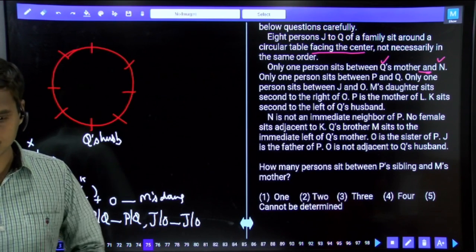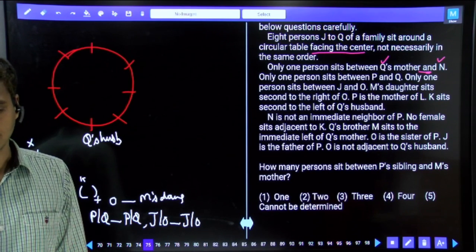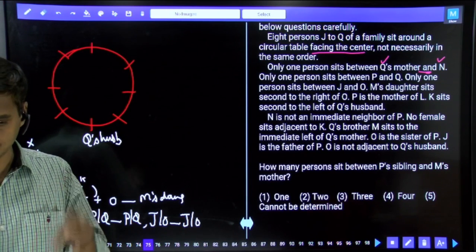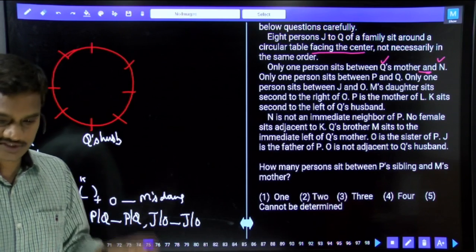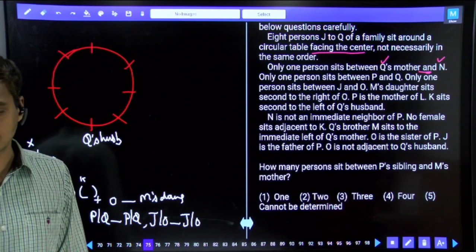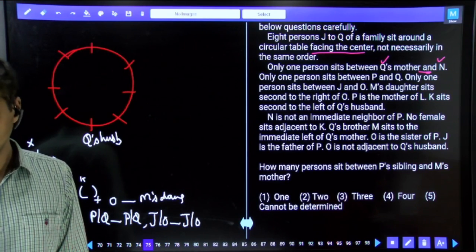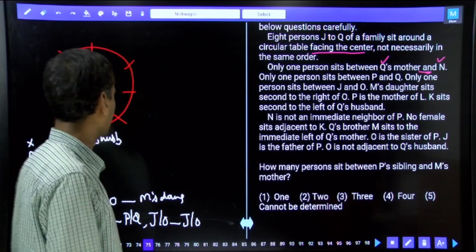You have to work out these two simultaneously. And we do not know on which he has focused, whether he is focusing on the family tree or he has focused on the circular arrangement. Now that is not clearly known. Hence, we need to work out these two simultaneously. Clear now? Then next one.